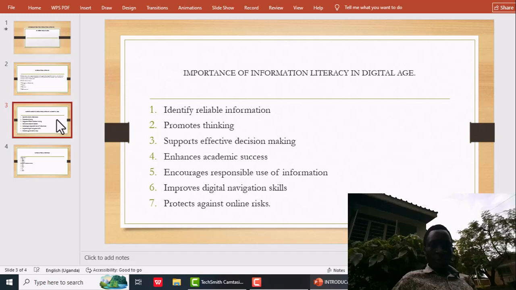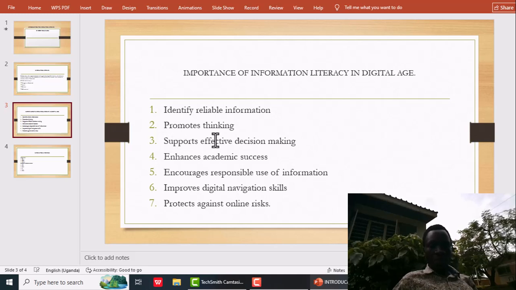So we are going to look at the importance of information literacy as we've seen from our third slide. When you are saying identify reliable information, information literacy is mainly a course unit which helps you to identify that reliable information, that adequate information or the right information needed for use. Then it promotes thinking. In which way? When you read the information, you are able to develop that critical mind to weigh out what is important, or what meaning I am getting from this information, and by reading it, you gain the ability to think widely or think outside the box.